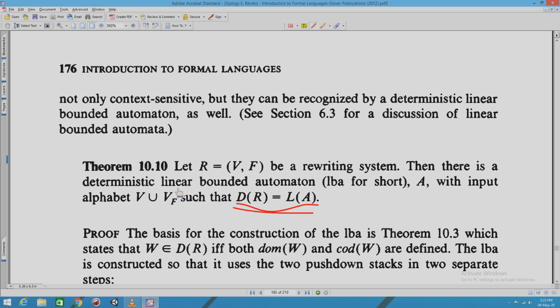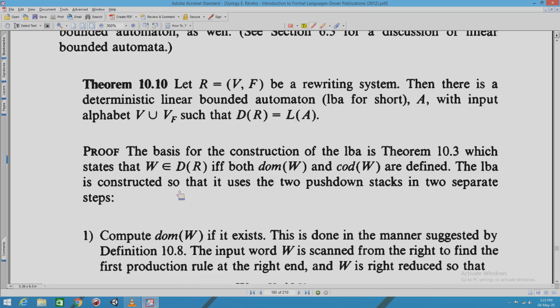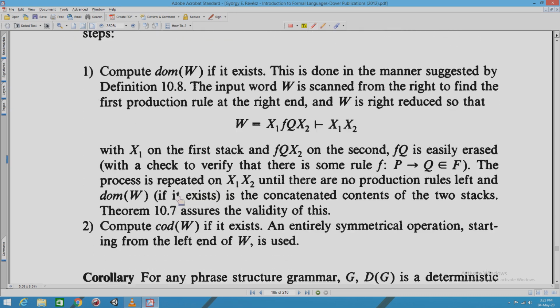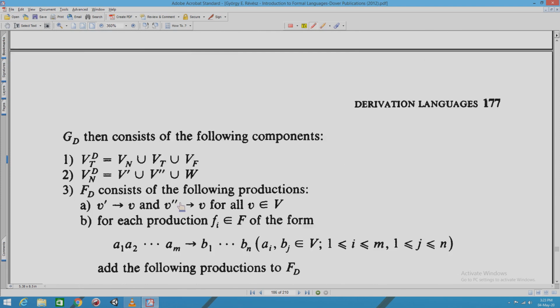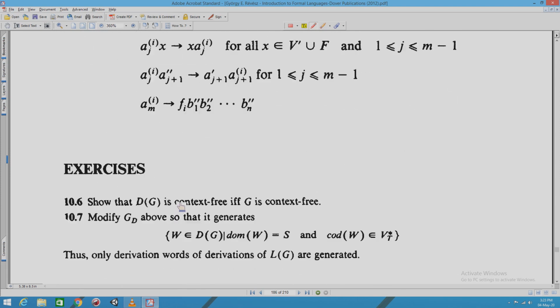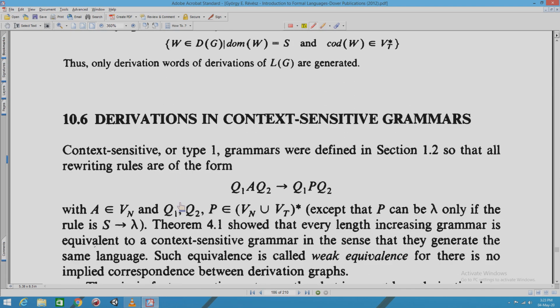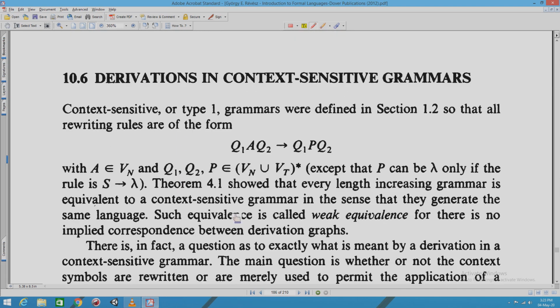So this rule says that for every linearly bounded automaton, there is a context sensitive language and vice versa. Let's move on. No need to go into the details. Let's move on to this section.